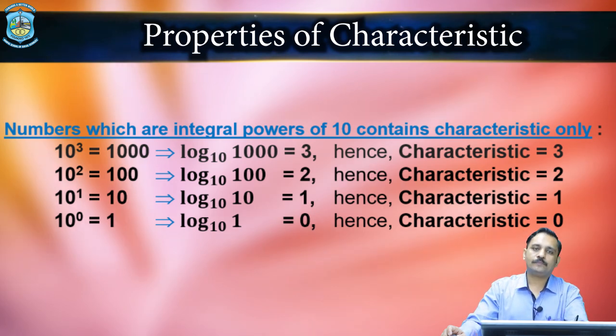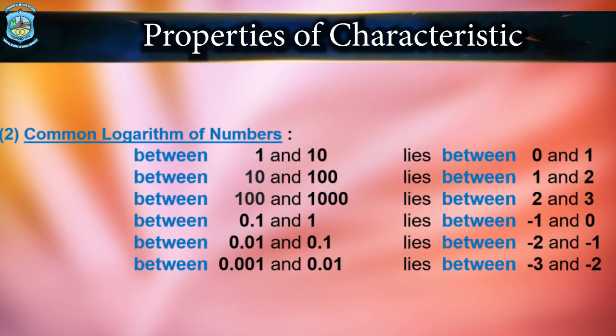Next, the common logarithm of numbers between 1 and 10 lies between 0 and 1. For numbers between 10 and 100, the value of characteristic lies between 1 and 2. For numbers between 100 and 1000, the characteristic value lies between 2 and 3, and so on. Similarly, for numbers that are less than 1, suppose we have numbers between 0.1 and 1, the characteristic value lies between -1 and 0.